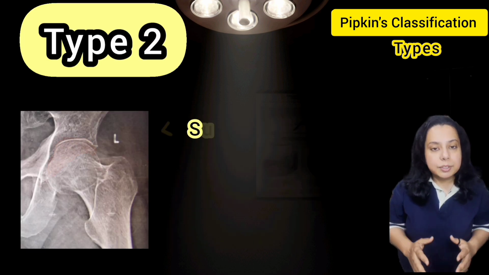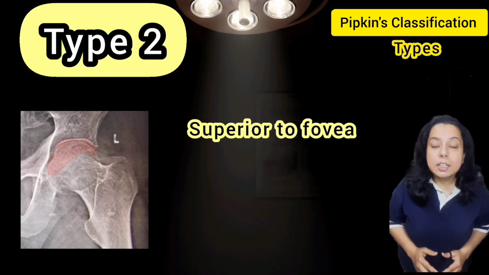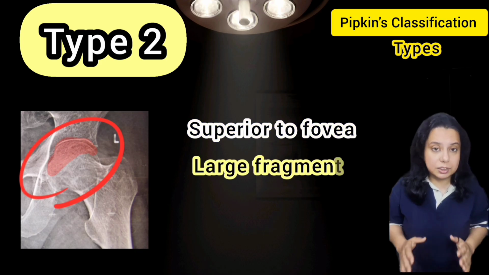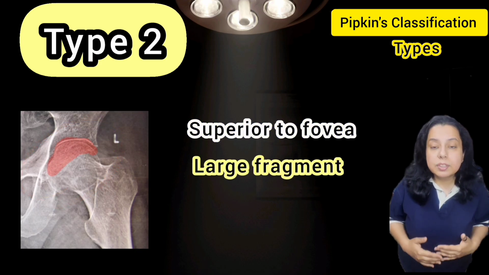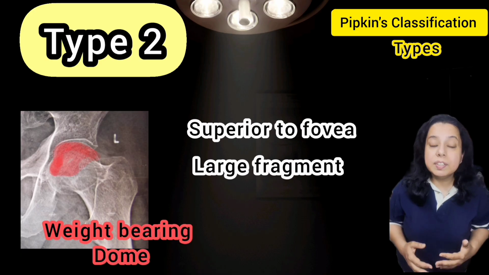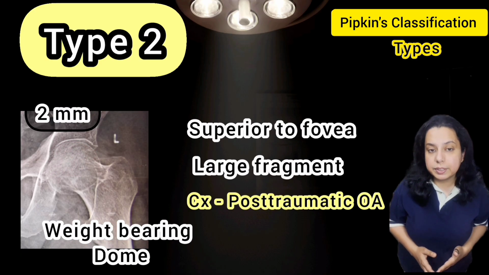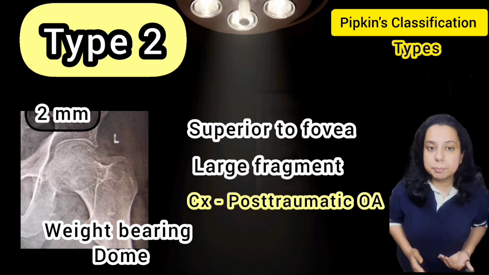Type 2. The fracture fragment lies superior to the fovea capitis. Now, this is usually a large fragment since it involves the weight bearing dome. Even a 2 mm step off can lead to post traumatic osteoarthritis due to altered joint mechanics.